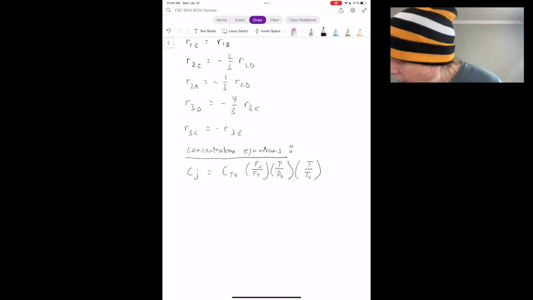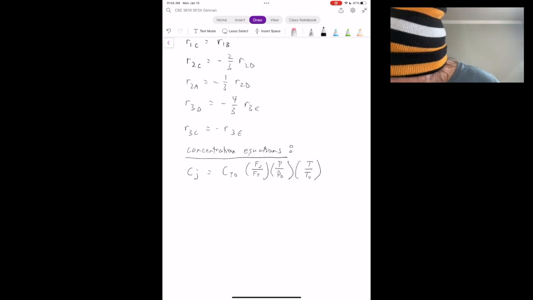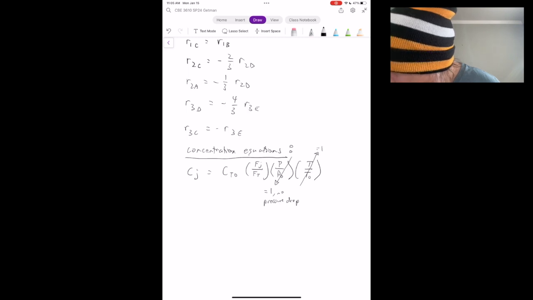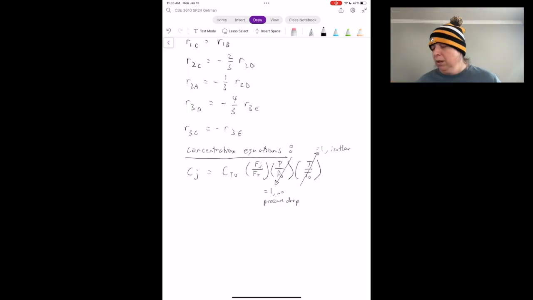So here, these actually cancel out, or they go to 1. So this goes to 1, and the reason is no pressure drop. And then this goes to 1 because it's an isothermal reaction. So we're not going to deal with pressure drop in this class. However, we'll deal with non-isothermal reactions coming up very soon.